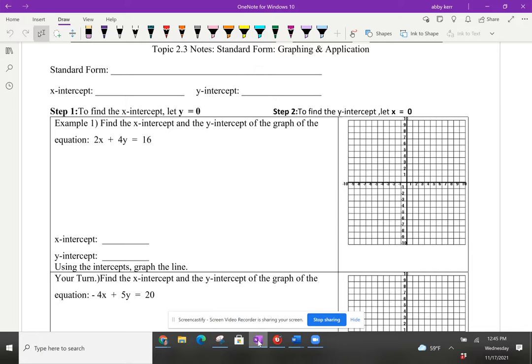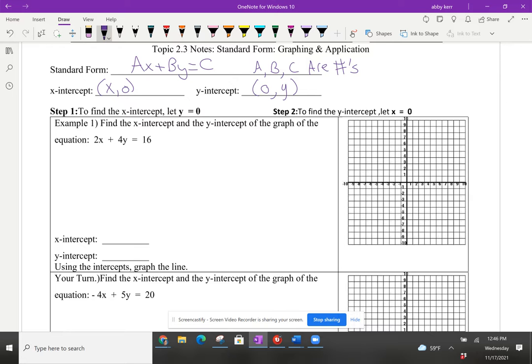In this video, we are going to go over topic 2.3, which is standard form graphing and application. So standard form is actually ax plus by equals c, where a, b, and c are numbers. The x-intercept will be x comma 0 because you are not going up or down any. The y-intercept, on the other hand, will be 0 comma y because you're not going left or right any.